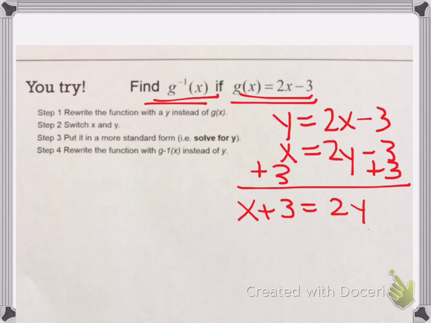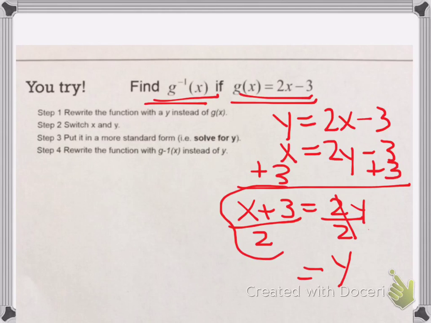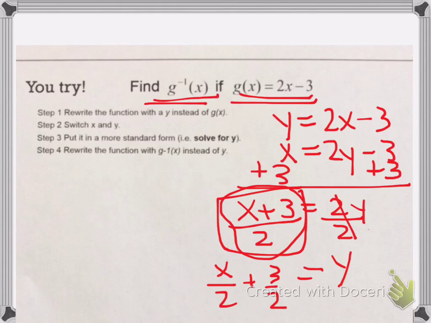How do I get rid of a 2 times the y? Well, I do the inverse of multiply, which would be divide. You're going to have to divide everything by 2. When you do that, on this side you could leave it written like this, or you could separate it to x over 2 plus 3 over 2. It doesn't really matter which way you do it. It depends on how you like to look at it. I would almost rather look at it this way, but it doesn't matter.